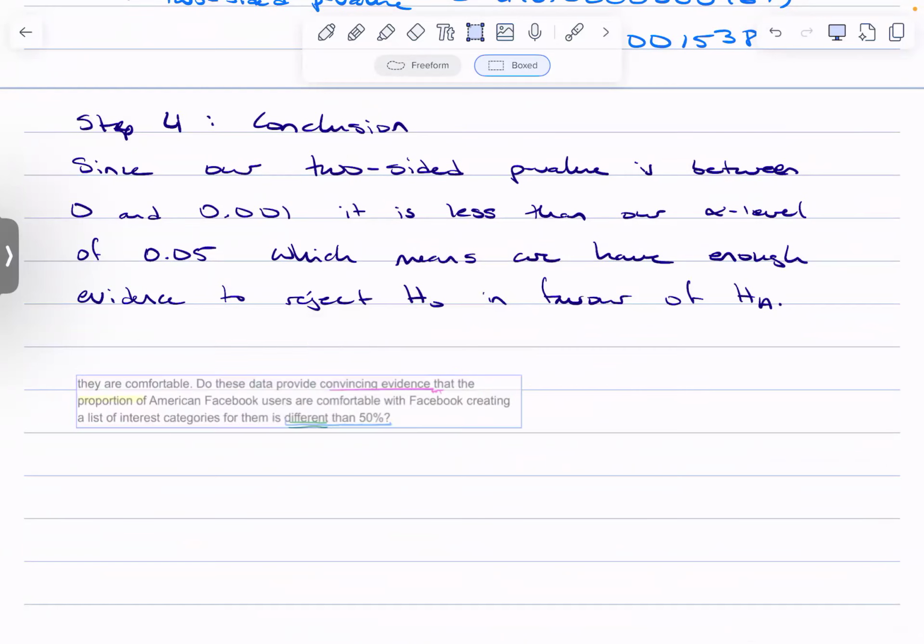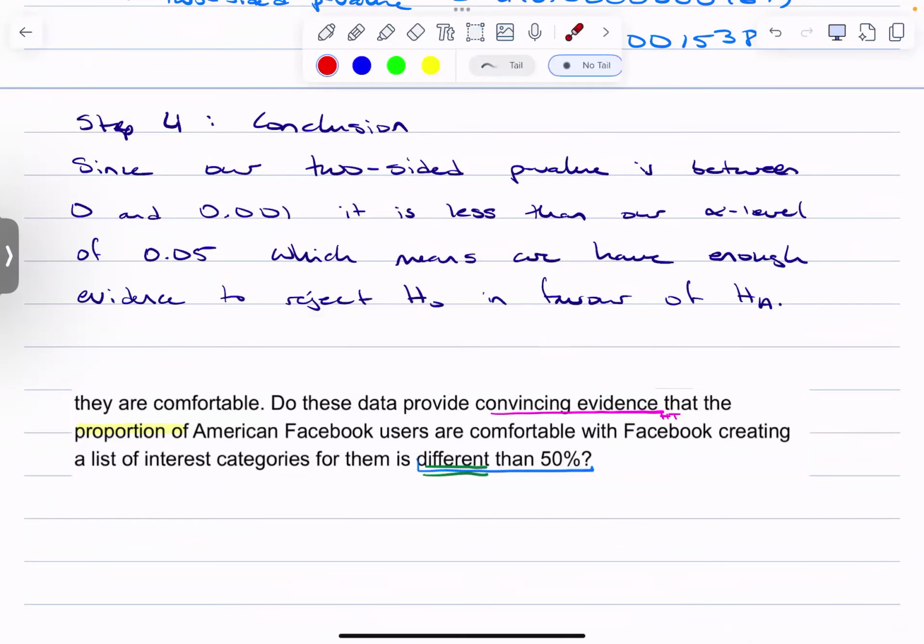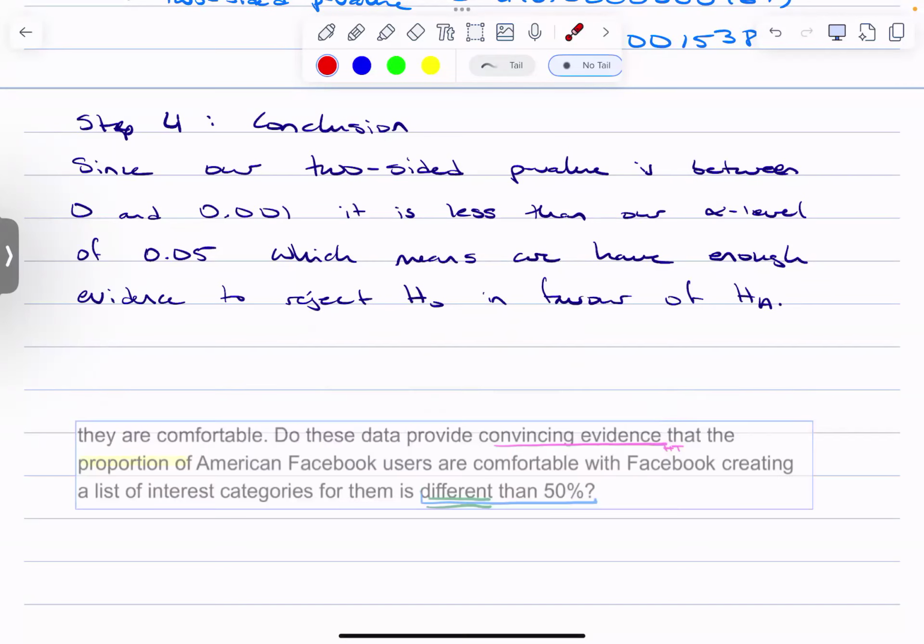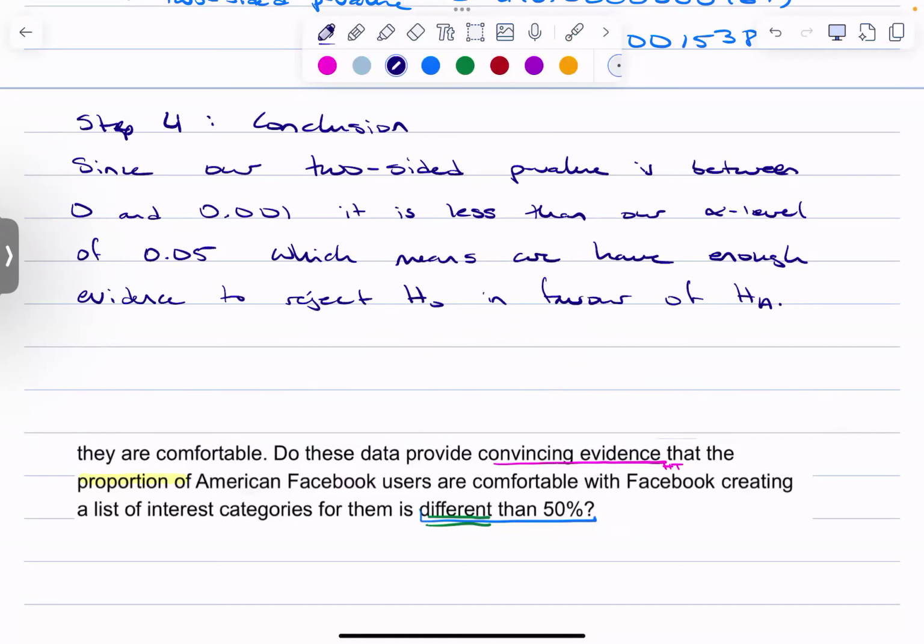Paste. The question was, do these data provide convincing evidence that the proportion of American Facebook users who are comfortable with Facebook creating a list of interest categories for them is different than 50%? These data provide convincing evidence that the proportion of American Facebook users who are comfortable with Facebook creating a list of interest categories for them is different than 50%, period. Right? So we reword this question as an answer.